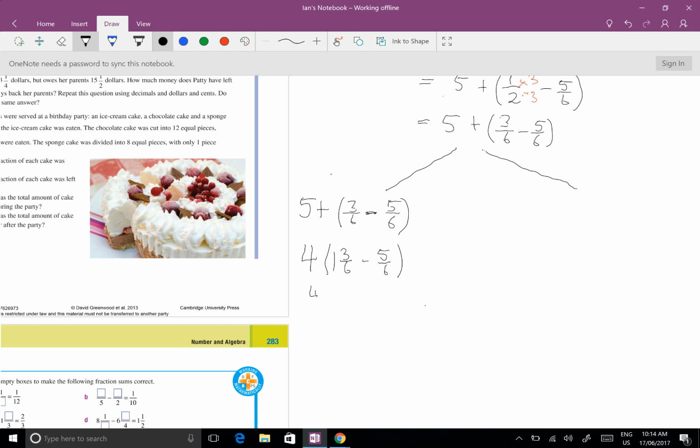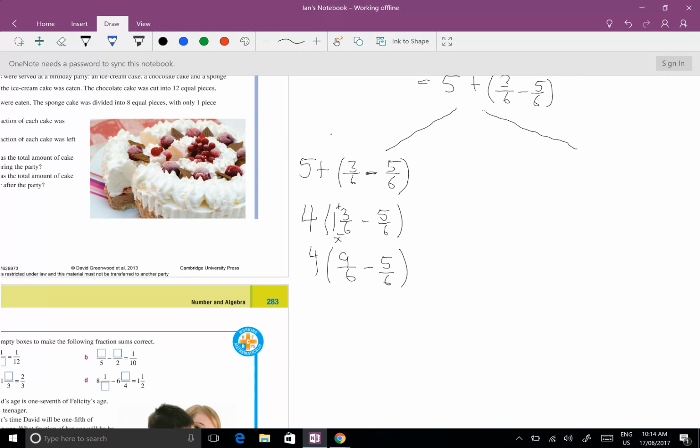And then I get 4, and I make this an improper fraction. So I multiply that by 6, multiply there, and add it to 3. So 6 times 1 is 6, plus 3 is 9. I've now got 9 on 6, minus 5 on 6. And I can do that, and that'll give me 4 on 6.